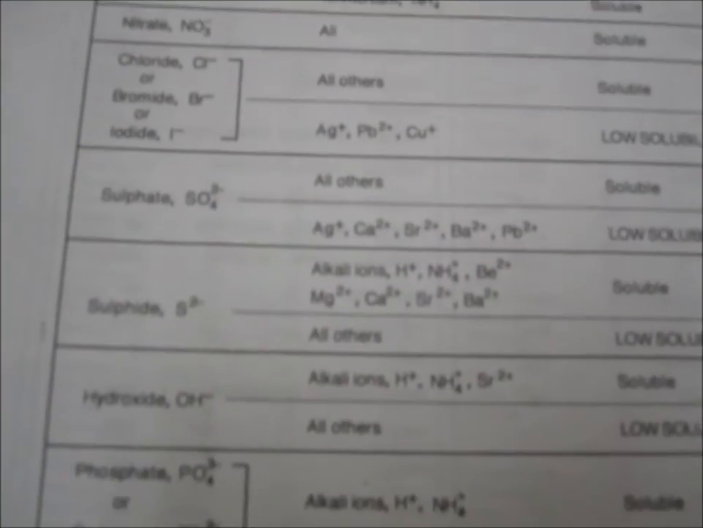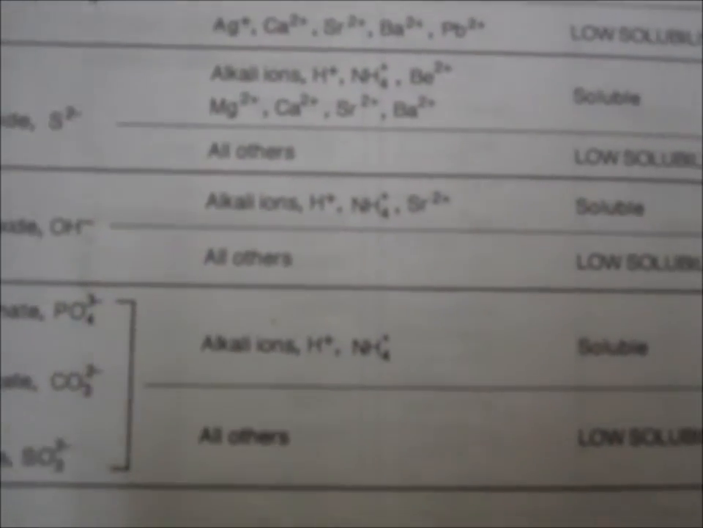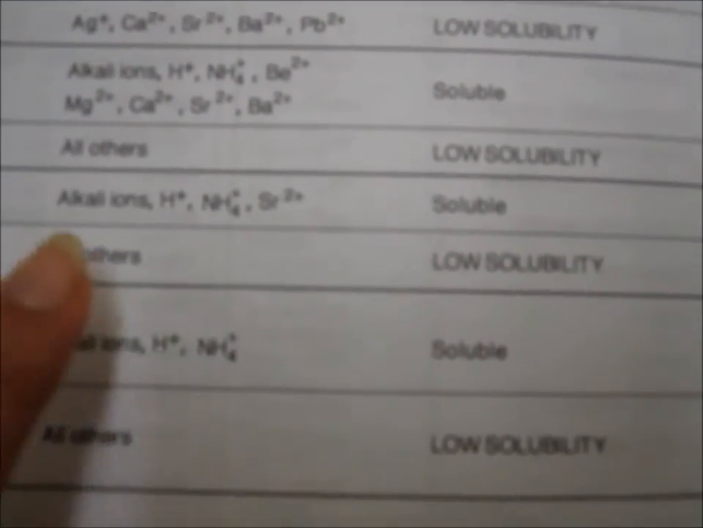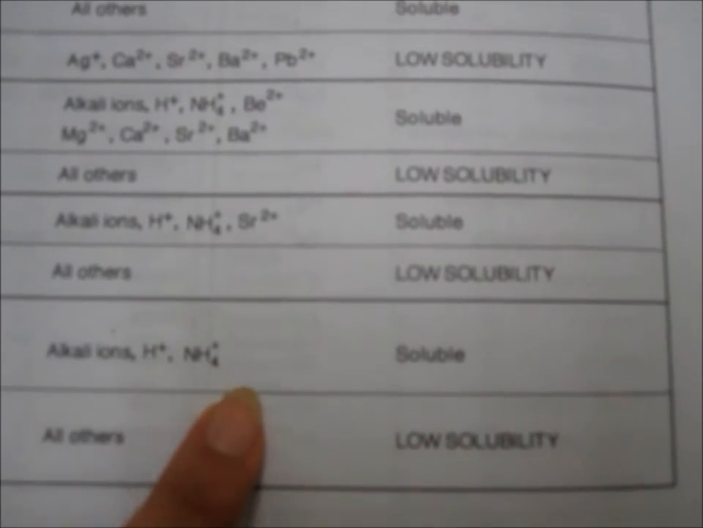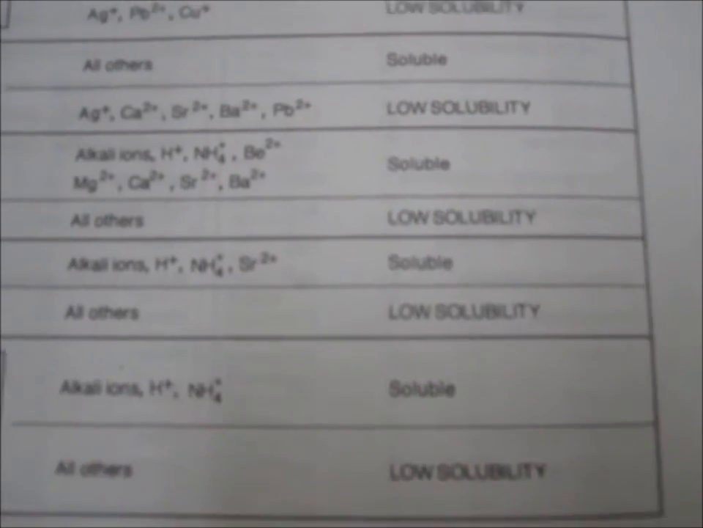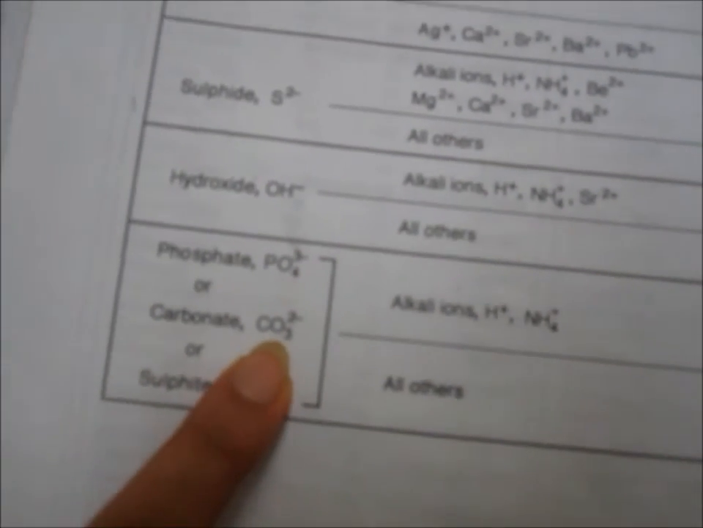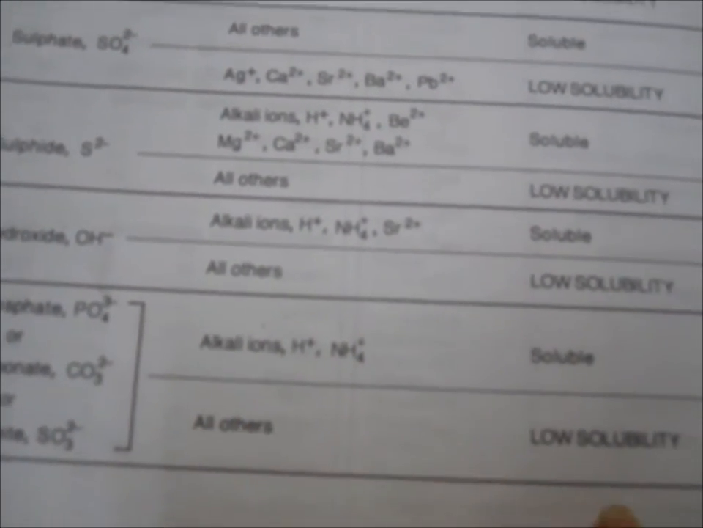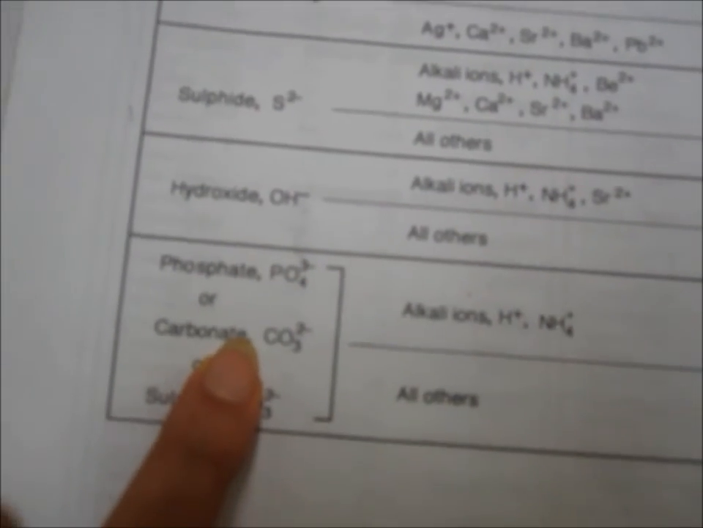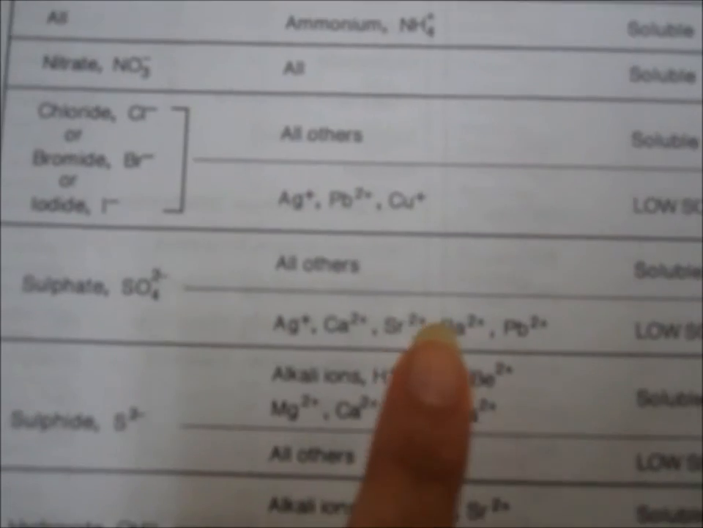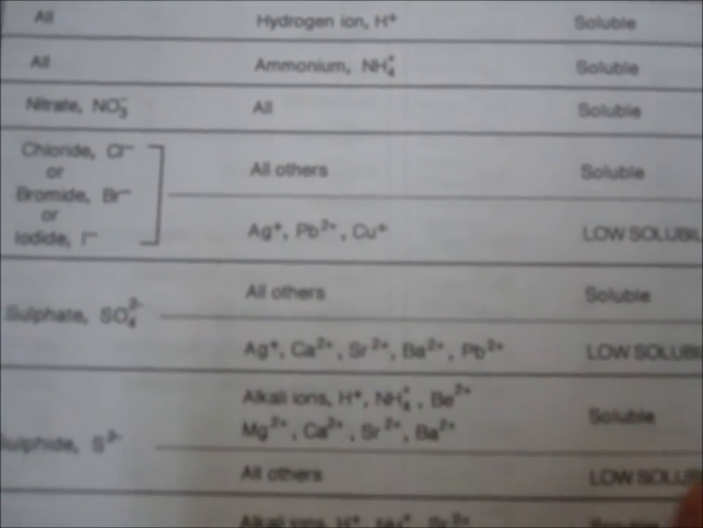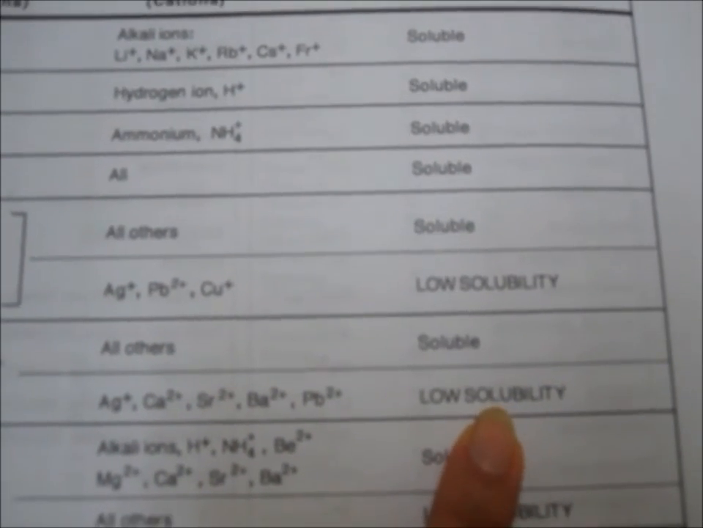An example, barium carbonate isn't soluble because the H plus ion and NH4 are the only ions that are soluble with carbonate. Therefore, barium wasn't soluble with carbonate. Therefore, a precipitate formed. And as well, strontium and sulfate are low solubility. Therefore, a precipitate formed.